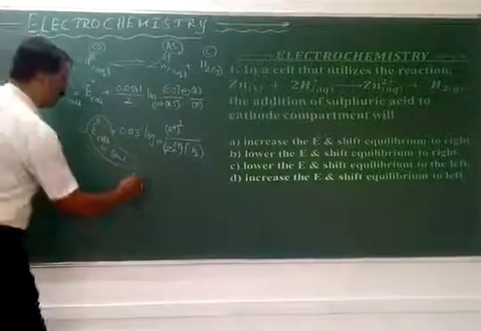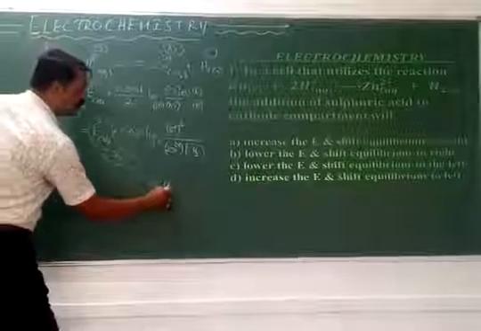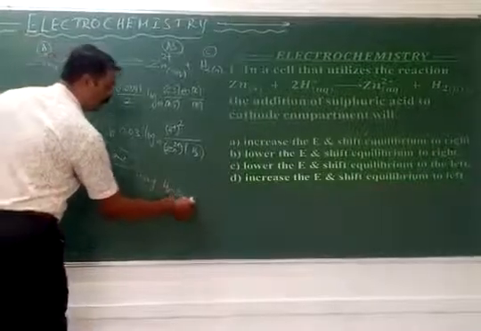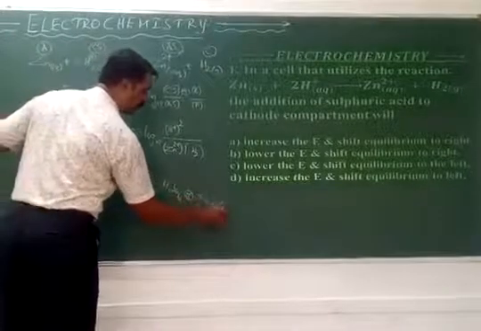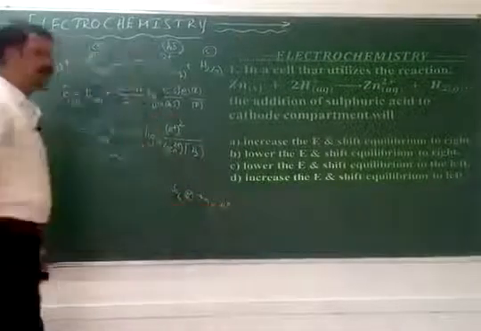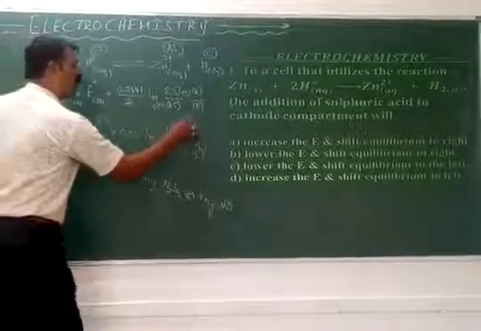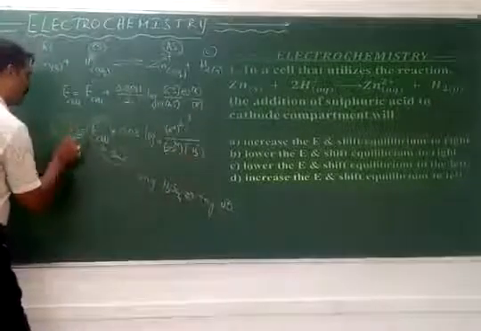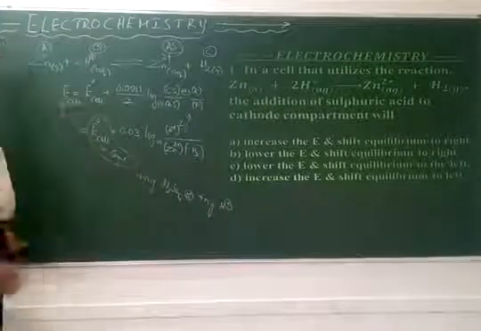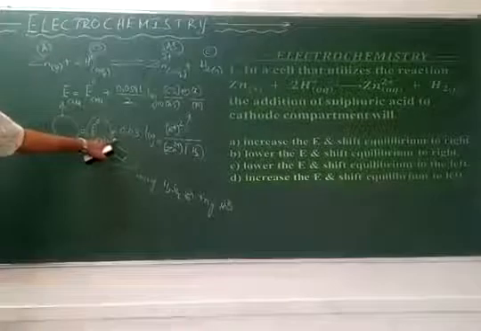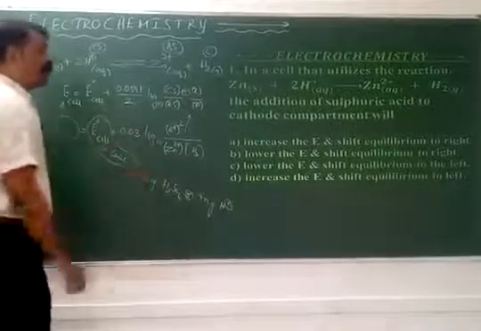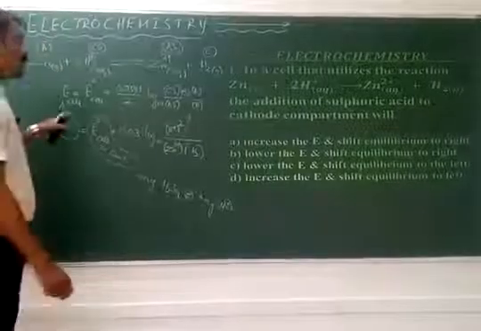So addition of what? Sulfuric acid, or indirectly it is the addition of H plus. H plus is in the numerator. If I add it, this term also gets increased because it is a positive value. Hence, the H plus concentration increases, and the E cell, what happens here?